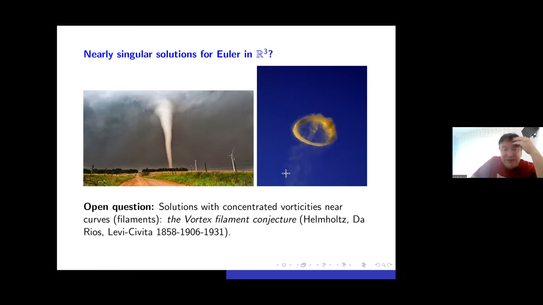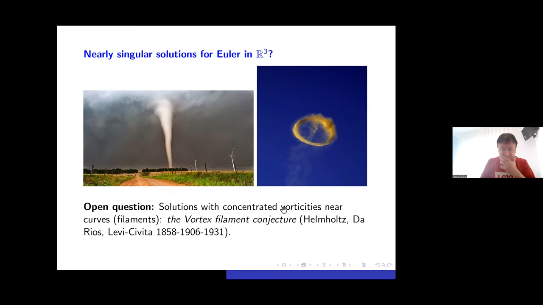Let me tell you a couple of words about the three-dimensional case. The three-dimensional case for this type of concentration phenomena is quite open, as a matter of fact, okay? However, the formal dynamics have been discussed by many people. It is something less trivial than in the planar case. Solutions with vorticities concentrated near curves are what is relevant in the three-dimensional case. Here you have two examples, say a tornado and a smoke ring thrown by a volcano. So the formal filament conjecture, as we are calling it, is the question of finding true solutions behaving by the reduced formal dynamics.